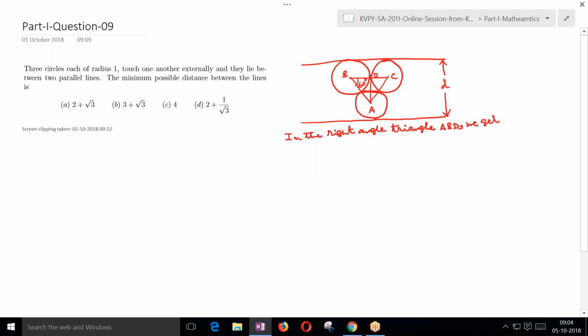Now that means if we can find the value of AD, then after AD we can add this thing. This is 1 unit, and also after that we can add this. This is also 1 unit. Correct? So that means the required distance D, what we need to find, D is nothing but AD plus 1 plus 1. That means D is equal to 2 plus AD. So all that is required is to find the value of AD. So let us give this equation as equation 1. So in the right angle triangle ABD, what do we get? We get sine 60 degree, because we need to express in terms of AD, it is equal to AD by BD.